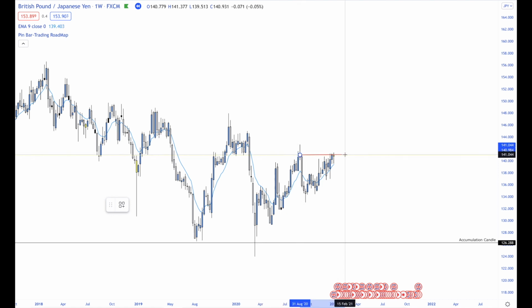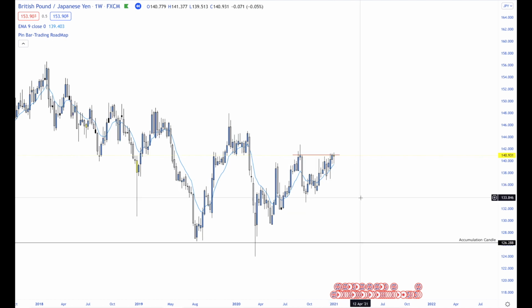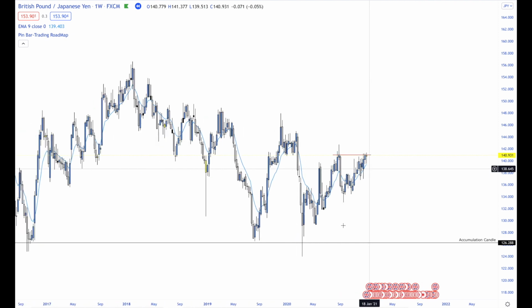I like to identify where the candle closes instead of the wick on the higher time frame, due to that being where the institutions actually like to close price. So now that we actually have identified our high and our accumulation candle here on the weekly time frame, we can go ahead and actually identify a distribution candle.